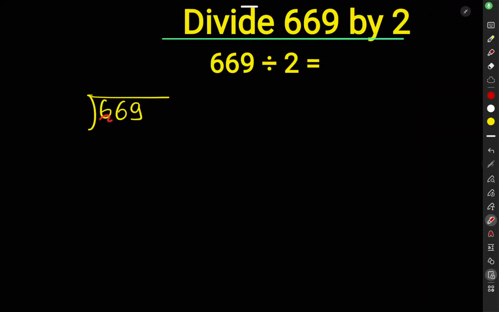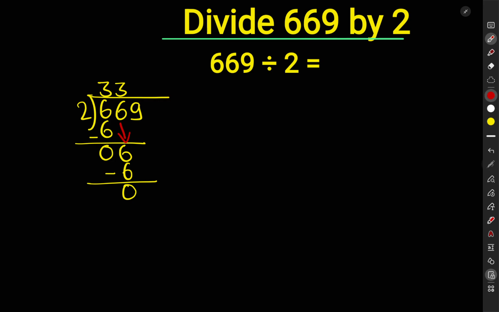We divide 669 by 2 in a long division method. So 2 times 3 is 6. On subtracting, we get 0. So now we put down this 6 and 2 times 3 is 6. On subtracting, we get 0.